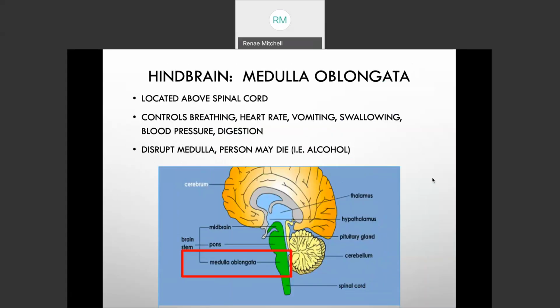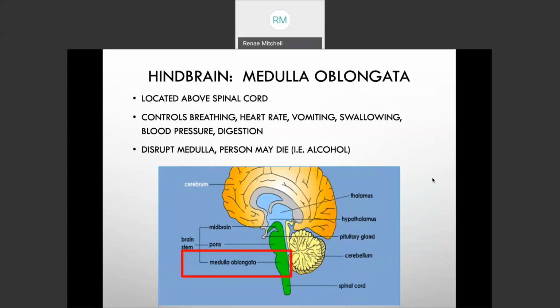So within the hindbrain, the medulla oblongata is located immediately above the spinal cord. It's the most basic part of the brain, and it controls our most essential functions in the body: breathing, heart rate, vomiting, swallowing, so the acts of getting food in and getting poison out, blood pressure, regulating digestion. I mean, these things are essential to the way that we live, essentially.